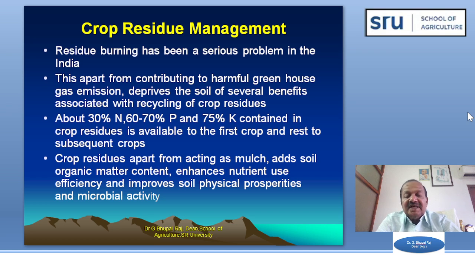About 30% of the nitrogen, 60 to 70% of the phosphorus, and 75% of the potash contained in crop residues is available to the first crop and the rest to the subsequent crops. So the crop residues, apart from acting as a mulch, add soil organic matter content, enhance the nutrient use efficiency, and improve the soil physical properties and microbial activity.